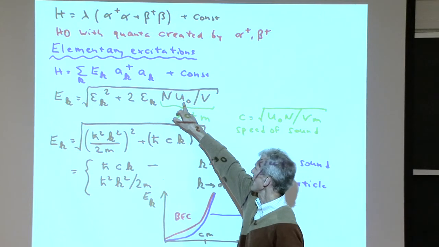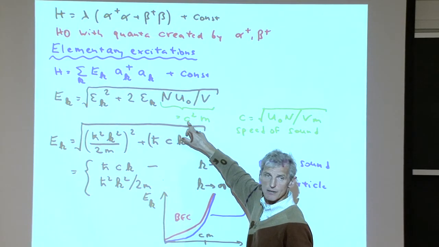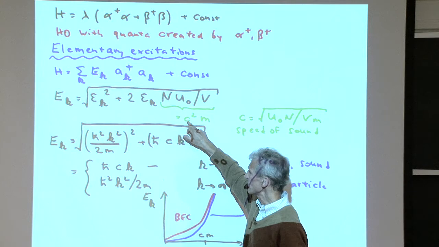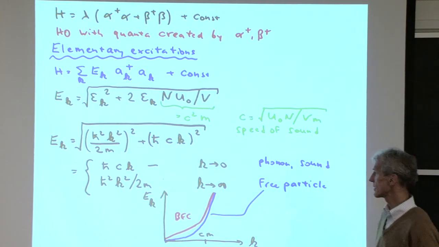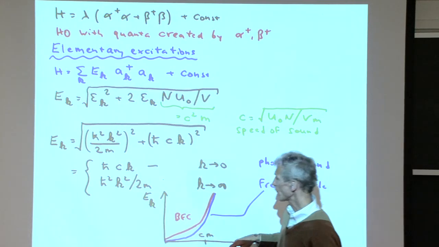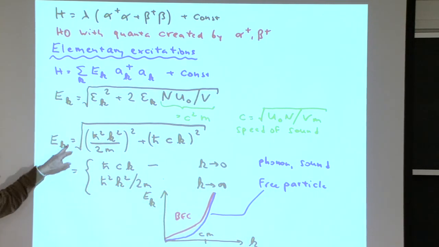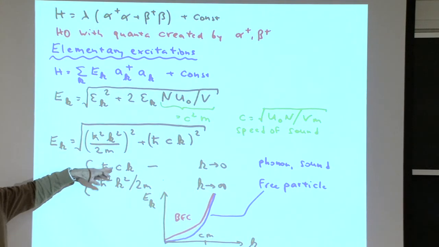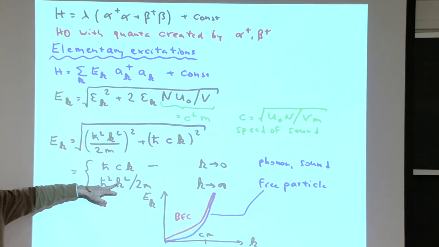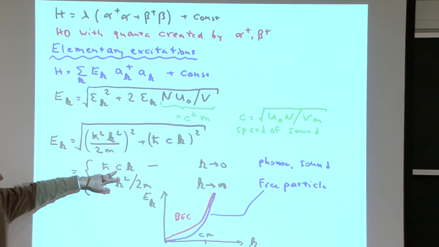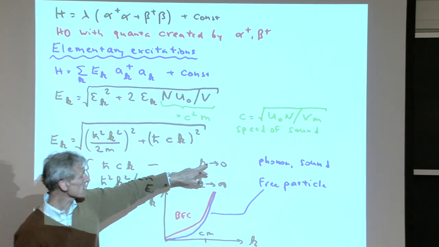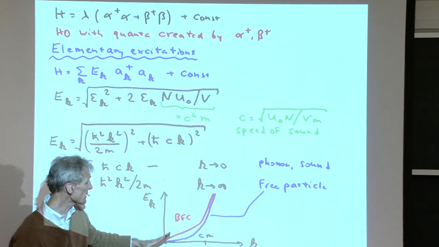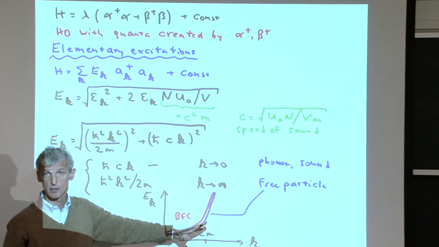By replacing the parameter u0 by c, where c is the speed of sound, I can rewrite it like this. And you see that it makes sense immediately, because we have now a dispersion relation, which in the limit of high momenta is just the normal kinetic energy. So the quasi-particles are free particles, whereas at low momentum, when this term dominates, the dispersion relation is linear, and linear means sound and phonons.